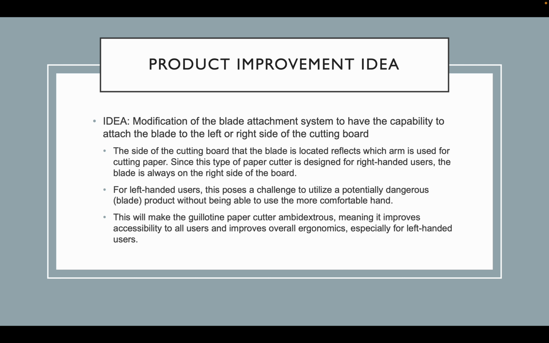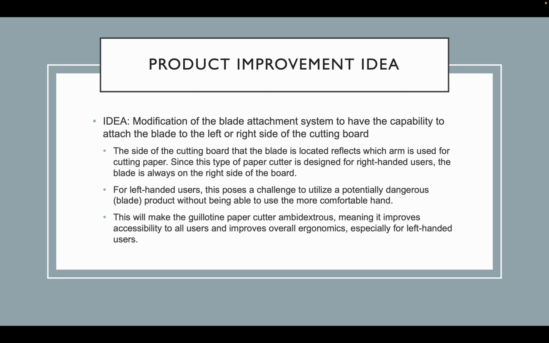And so the side of the cutting board that the blade is located reflects which arm is used for cutting paper. Since this type of paper cutter is designed for right-handed users, and the variations I found were also designed for right-handed users, the blade is always on the right side of the board, which means that you always chop with that right hand. And so for left-handed users, this poses a challenge to utilize a potentially dangerous product without being able to use the more comfortable hand. And so it's a safety risk because you're using a product in a way that doesn't feel natural for some of the consumers.